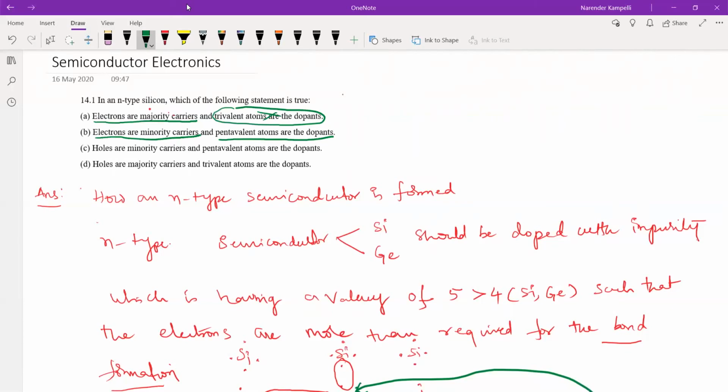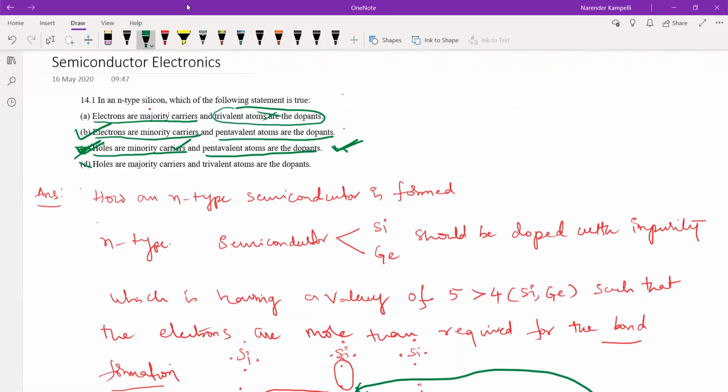Holes are not majority carriers. Holes are minority carriers, this part is correct. Pentavalent atoms are the dopants, so this is also correct. So in A, the electrons-majority part is correct, but trivalent is wrong. Holes are minority carriers and pentavalent atoms are the dopants, so these two are correct.